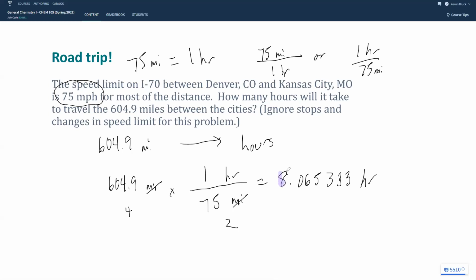So the 8 is a significant figure. The 0 is a significant figure after that decimal point. So I'm going to end up rounding this. This will be 8.1 hours. Again, the 0.1 coming from, to round that 0, I look next to it, I see a 6. 6 is greater than 5, so I need to round that one up. 8.1 hours is my answer there.